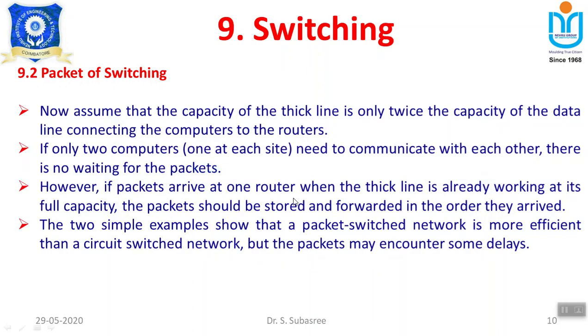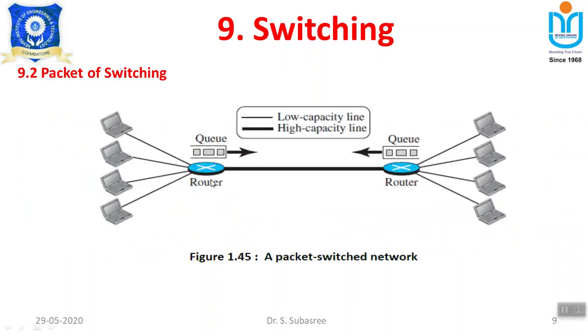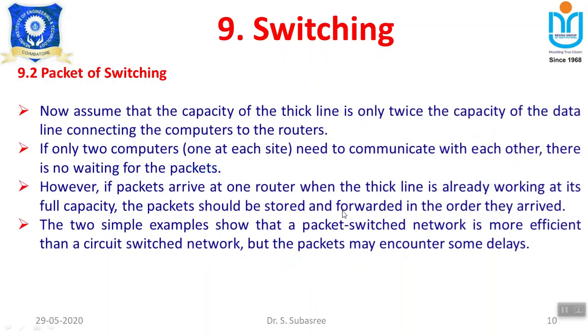If a packet arrives at a router and the thick line is already working at its full capacity, the packet should be stored and forwarded in the order they arrive. That is what I meant by the router being busy. Busy means it is already working at full capacity, so already 4 connections are there and it is forwarding data. If the system keeps sending data, it will store the information in the queue, and after completing the previous task it will extract the packet and forward it. That is the meaning of store and forward.